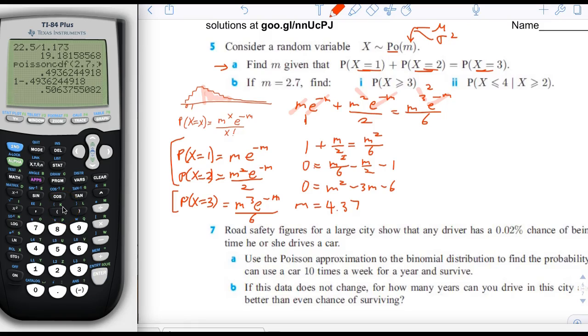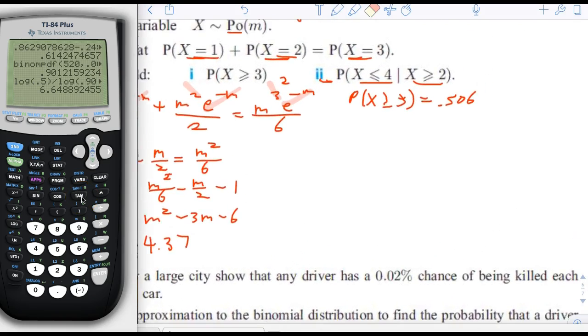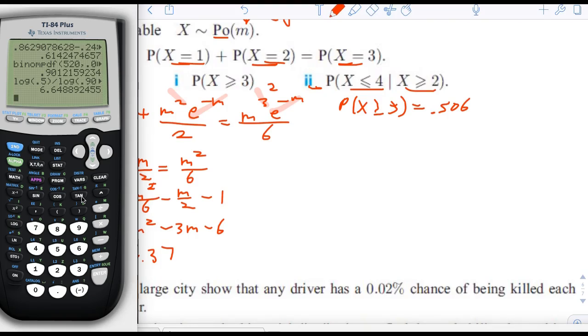So the probability that x is greater than or equal to 3 in this case is 0.506. Okay, and then I'm going to look at part 2 here. So we've got the probability of x is less than or equal to 4, given that x is greater than or equal to 2.